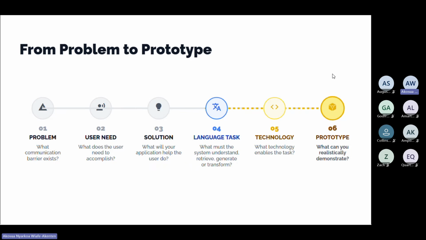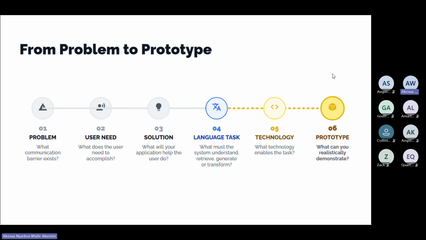So from problem to prototype, right? I would want us to, or this is a recommendation anyways, to look at this 6-step process, right? We start with the problem, we identify the user need, we define the solution, identify a language task, choose the appropriate technology, and then we finally determine what we can realistically demonstrate as a prototype. Okay, so let's take them one by one.